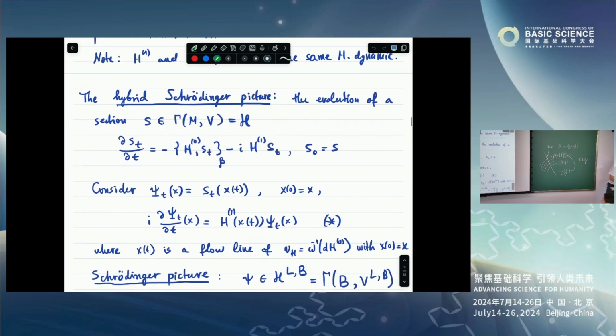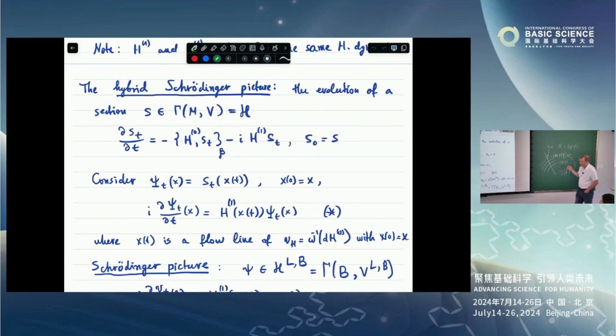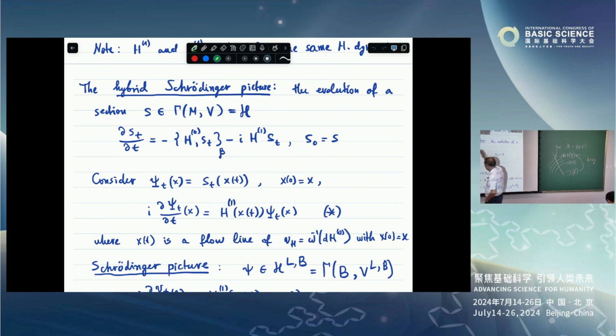Okay, then the hybrid Schrödinger picture is the same as usual. V is the bundle of hybrid observables. The wave functions here depend on P and Q.